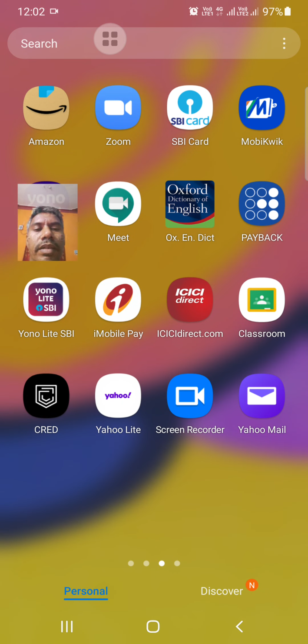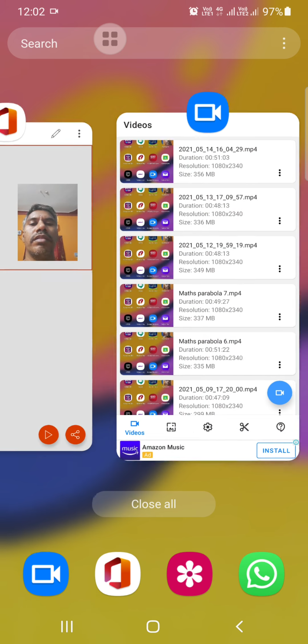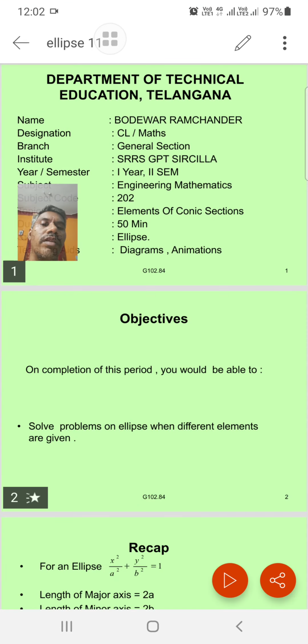Students, in the previous class, we discussed problems on ellipse, and in this class, we will do some more problems on ellipse, and we will learn how to do the problems.